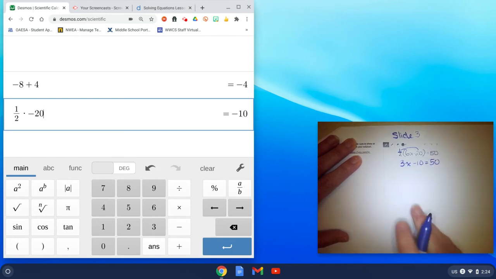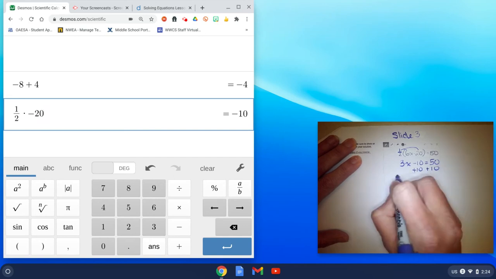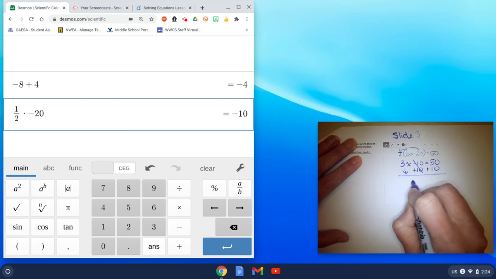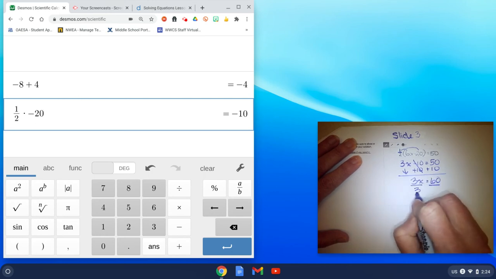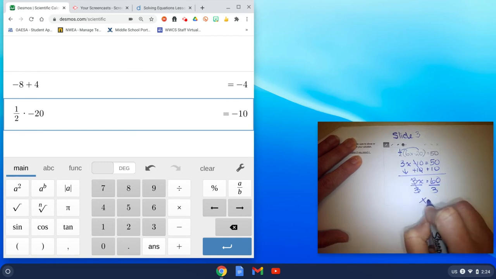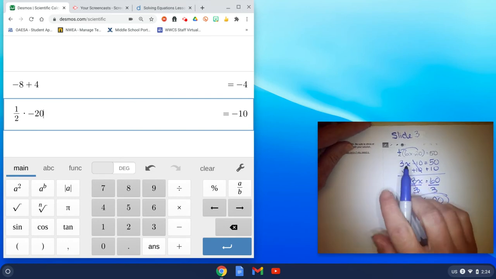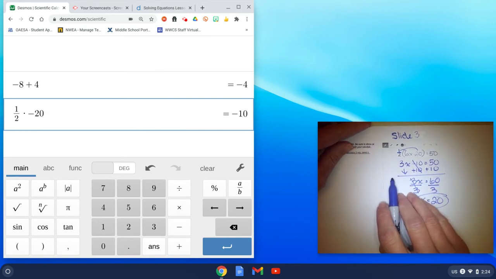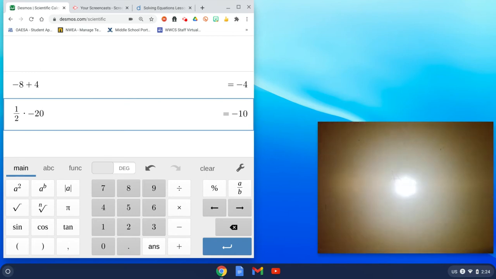Basic two-step equation again. Add 10 to both sides. So now I've got 3x equals 60. Divide both sides by 3. X equals 20. Not too bad, right? Be careful with the fractions. Sometimes it won't give you whole numbers and you're going to have to deal with fractions or decimals, but you are equipped with the skills. The calculator will help you check your math.